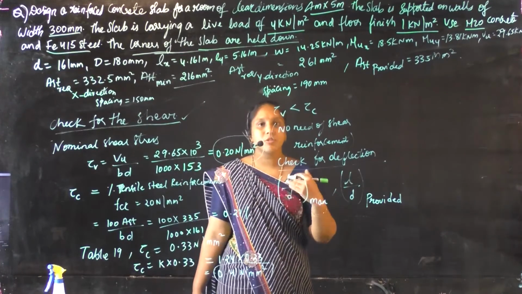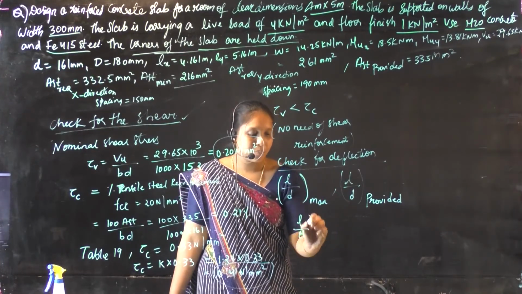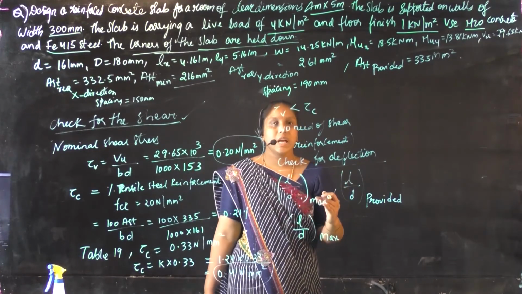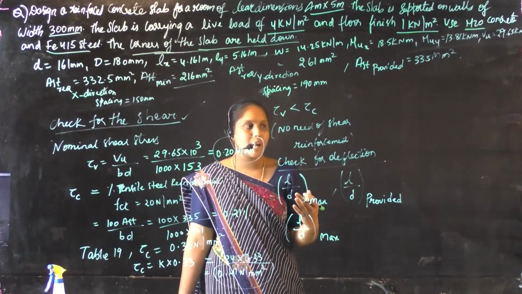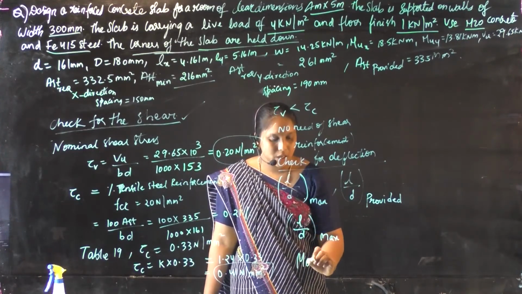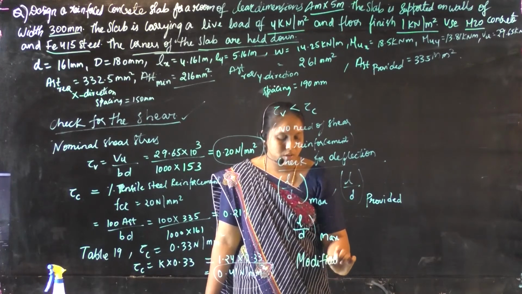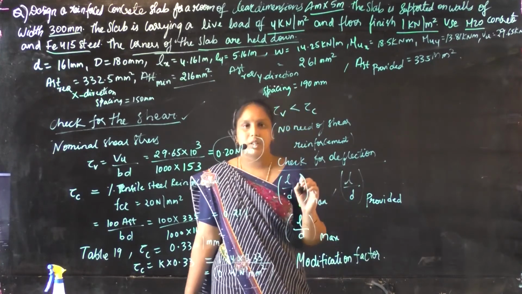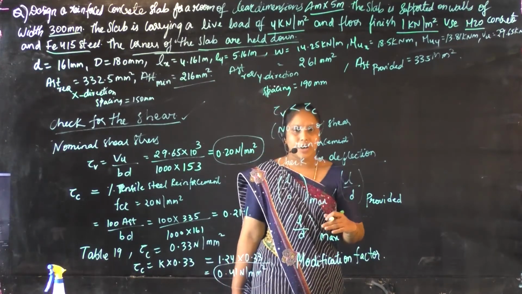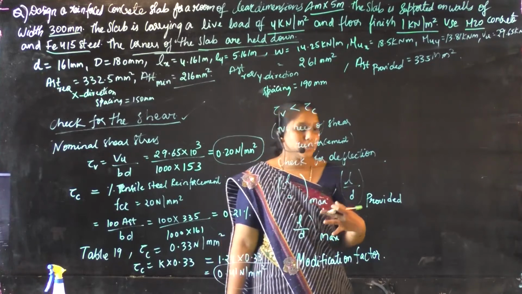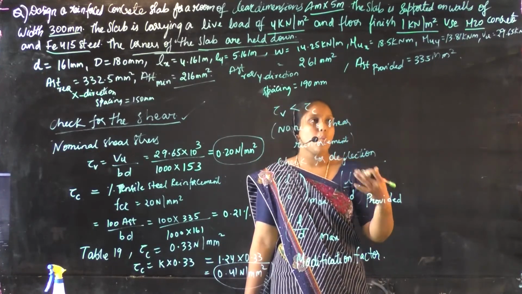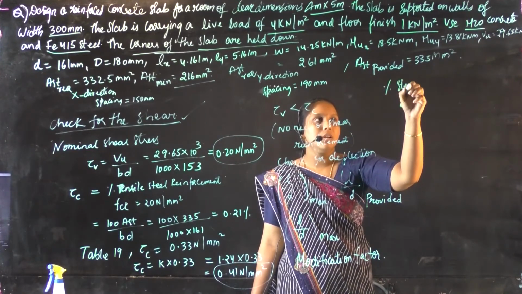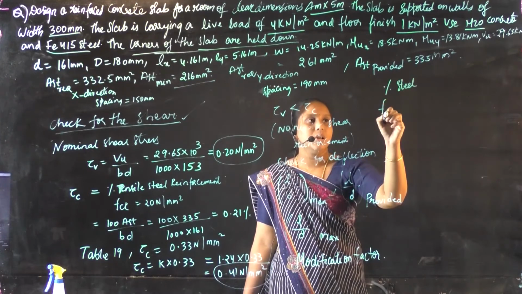So first we'll find out the L by D ratio which is maximum. To calculate the L by D ratio maximum, first we have to calculate the modification factor. So to find out the modification factor, one thing we have to know is the percentage of steel, and the other is the Fs value.